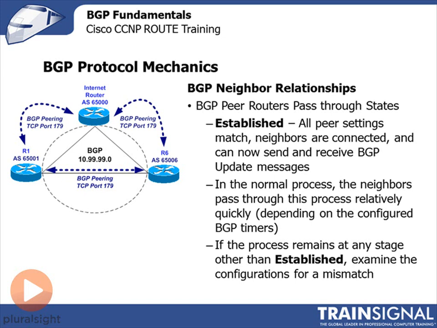Now, in the normal process of neighbor establishment, this goes very quickly. Granted, if the BGP timers are 60 seconds, 180 seconds, and so forth, it can take a lot longer. In fact, in a lab environment, you probably want to shorten those. But if the process does not go to established very quickly, for instance, if it's stuck in idle or active, you need to make certain that there is not some misconfiguration going on. So if the neighbor relationship gets stuck, always do that first.